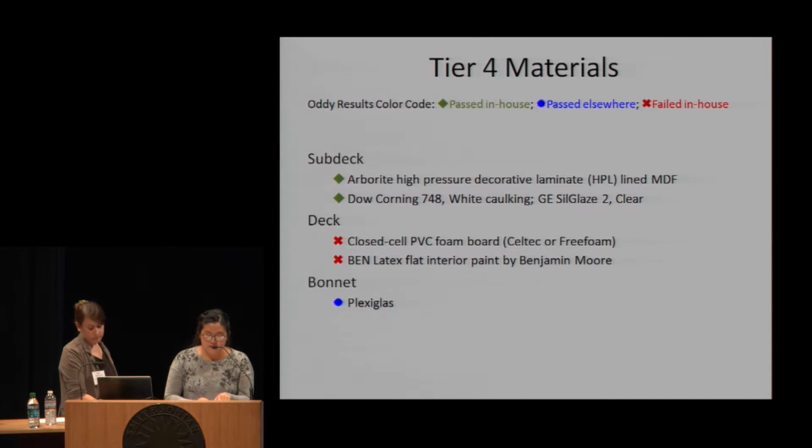We continued the use of the painted PVC foam board for the deck because qualitatively the failed foam board coupons still did appear to fare better than those of MDF or ply. However, we did modify our paint choice from the Regal. The paint that we selected for our Tier 4 specs, Ben by Benjamin Moore, did not outright pass the Oddy test, but the coupons overall appeared better compared to those of Regal.